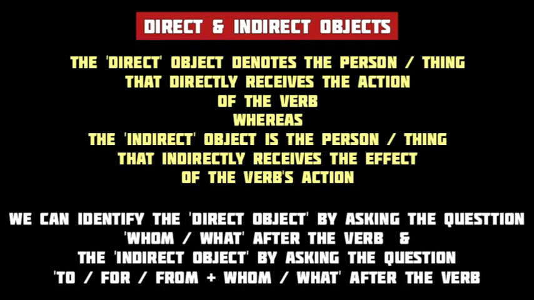Now, if you find the definitions difficult to understand, here is a quick fix. This is really an easy trick to differentiate between the direct and indirect objects. If we ask a question by putting whom or what after the verb, the answer we get identifies the direct object. But if we ask the question to or for or from plus whom or what after the verb, we can identify the indirect object from the answer. So this is how we can find out the direct and the indirect objects of a ditransitive verb.